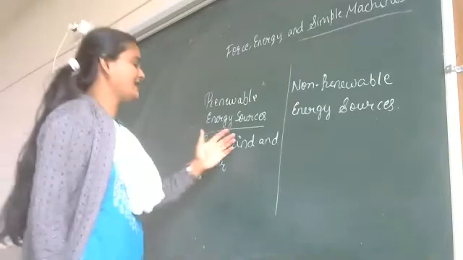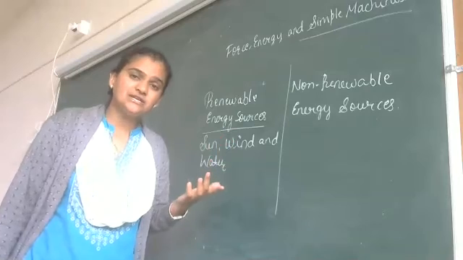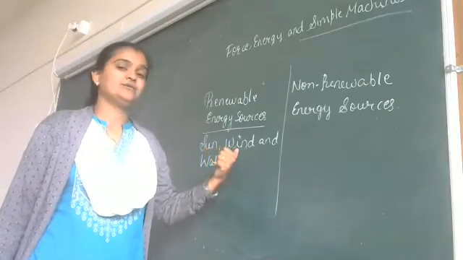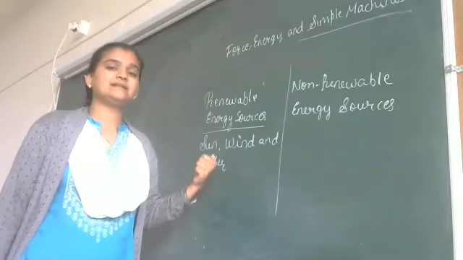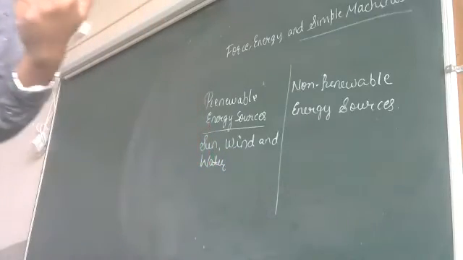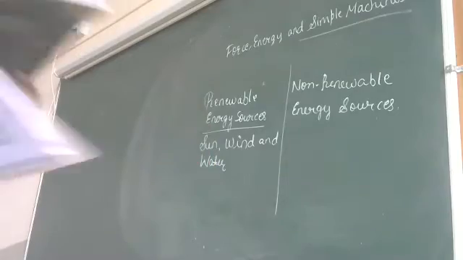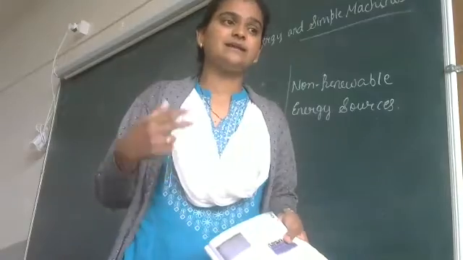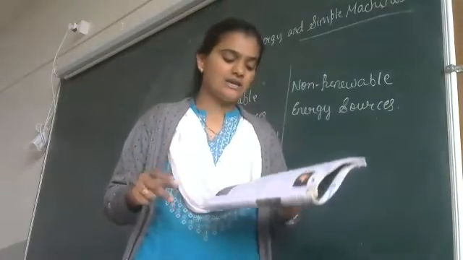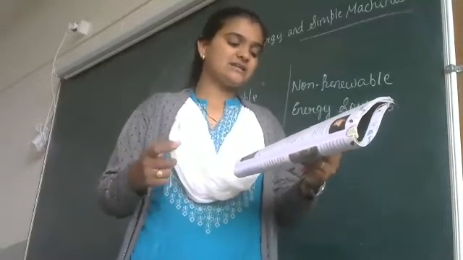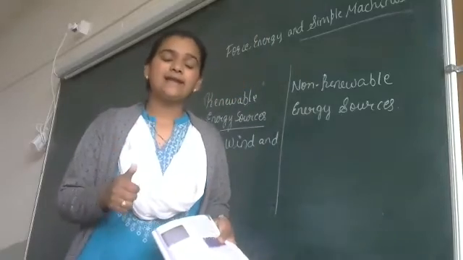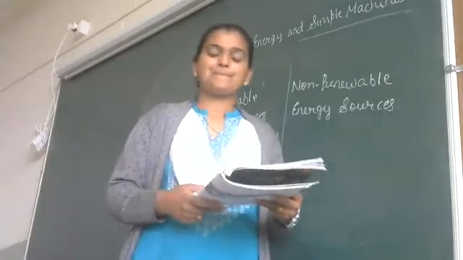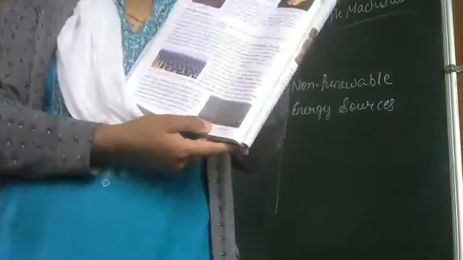And from these sources we have different types of energy, such as from the sun we have solar energy, from wind we have wind energy, and from water, hydroelectric energy. Correct? The energy that is being received from the sun is called solar energy, and the wind energy can also be used to generate electricity. Yes or no? You might have seen the windmills in the wind farms.